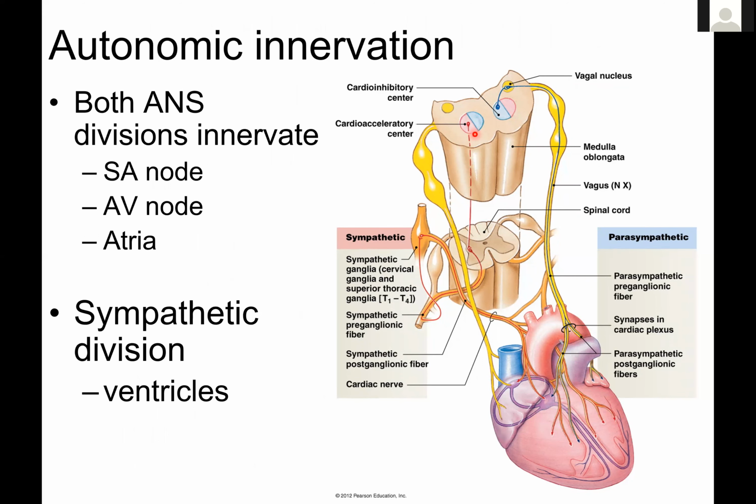So both autonomic nervous system divisions innervate the SA node, the AV node, and the atria. But if you look very carefully, there is more robust sympathetic innervation of the ventricles. And this makes sense because the ventricles are responsible for moving blood into the system and to the lungs, respectively. And so in a sympathetic nervous system event, when you're trying to fight or flee, one thing that you want to do is make sure that you're pumping blood as efficiently as possible.